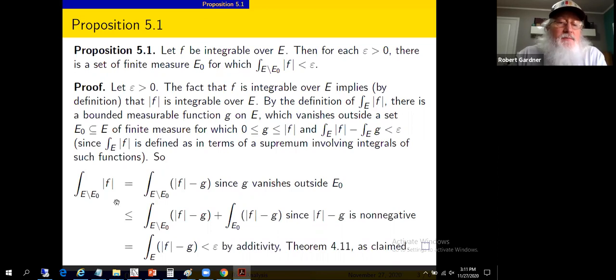We'll integrate over E set minus E sub 0, absolute value of f. That's the same as integrating the absolute value of f minus g. g vanishes outside of E sub 0. That is, g is 0 outside of E sub 0. And we're only considering points outside of E sub 0 when we integrate over this set. So I can subtract the g, that changes nothing on the set E set minus E sub 0.